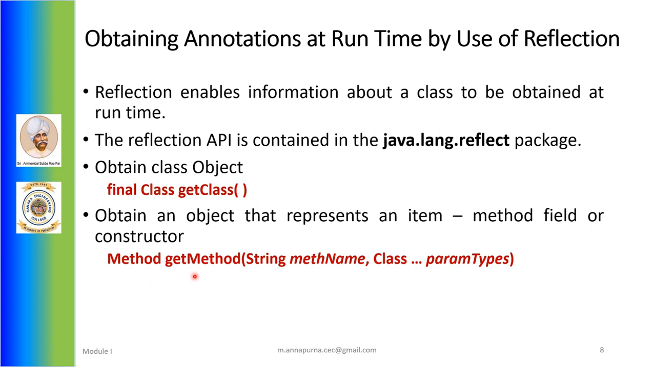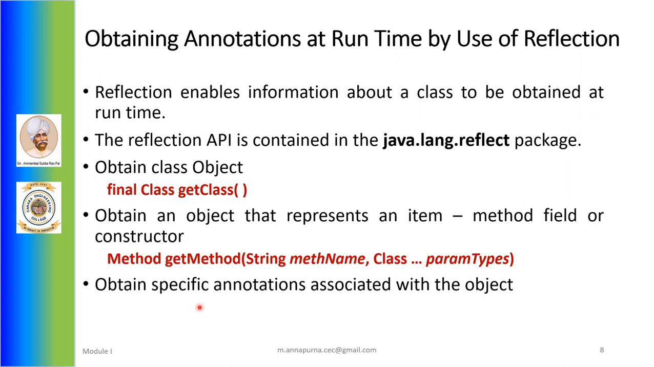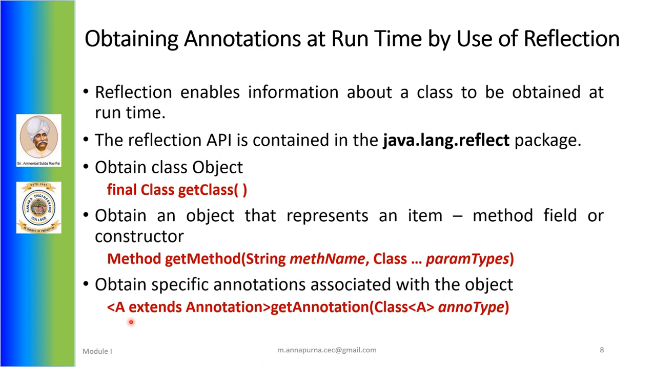From a Class, Method, Field, or Constructor object, we can obtain a specific annotation associated with that object by calling the getAnnotation method. That is, the third thing is we must obtain a specific annotation associated with the object. And this is done by calling the getAnnotation method. Its general form is as follows.